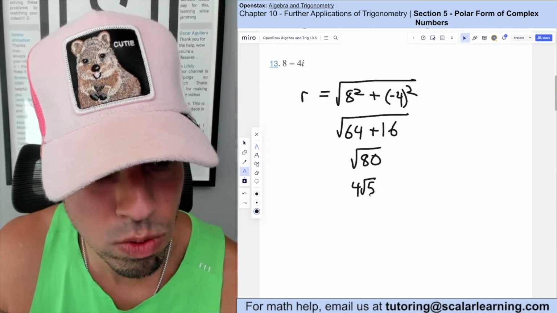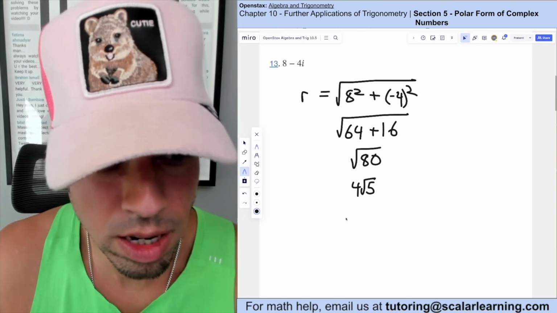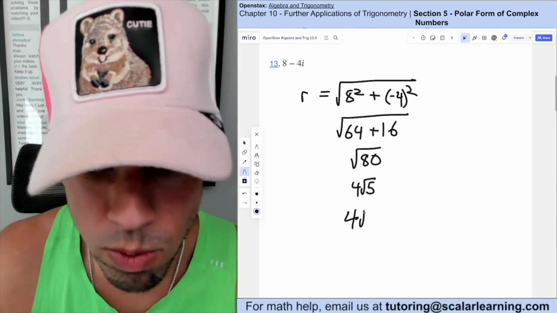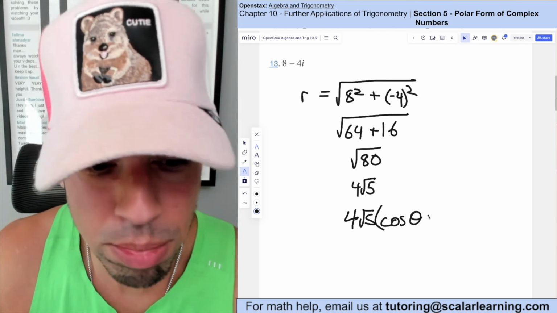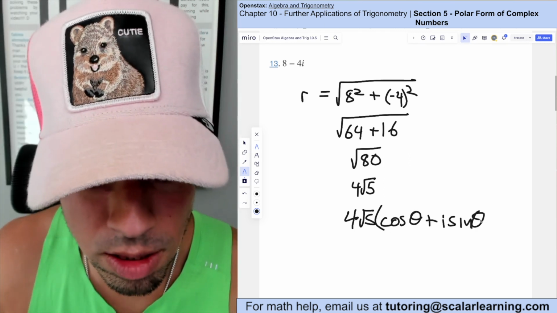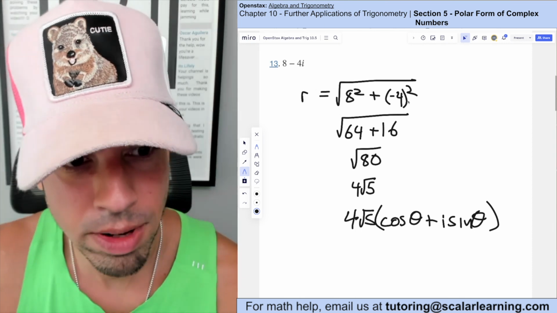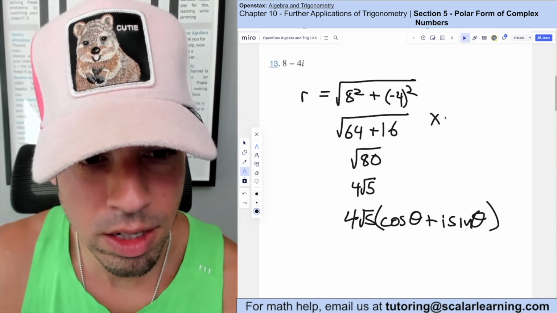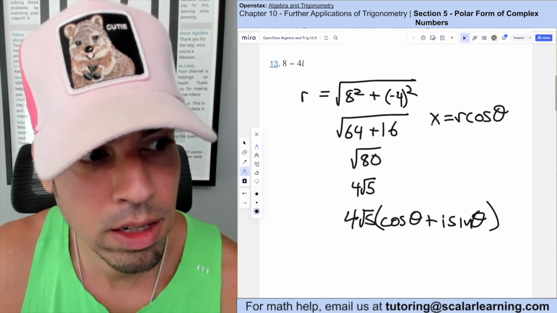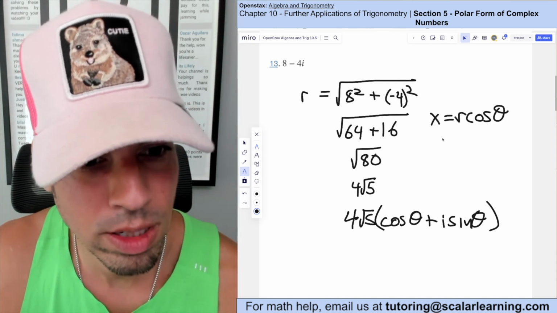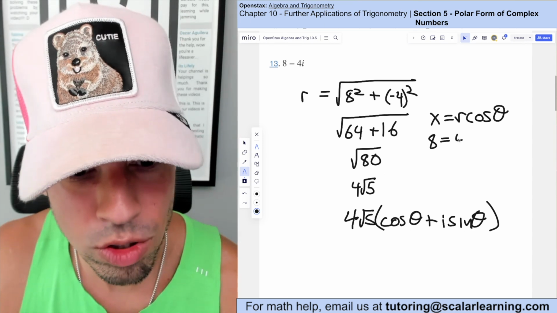So we got 4 rad 5. And so now we could say the final form would be 4 rad 5 (cosine theta plus i sine theta). Now we need to figure out the theta value. We can do that using the formula x equals r cosine theta, for example, right? And in this case, our x value is 8, and we already know r is 4 rad 5.